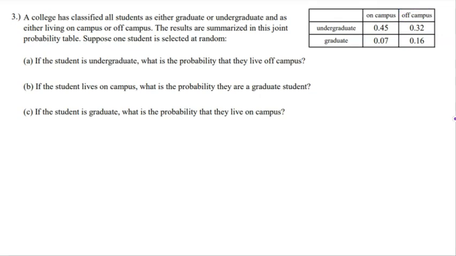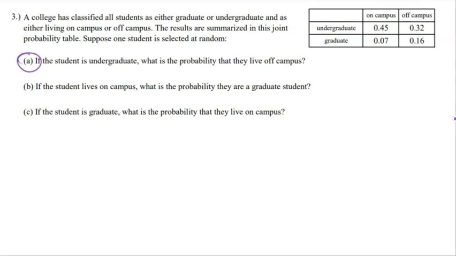If you were to add up all four of these, they would equal 1, because a student is either undergraduate or graduate. It's not both of them, and they're either living on campus or off campus. So these are all mutually exclusive categories, okay?